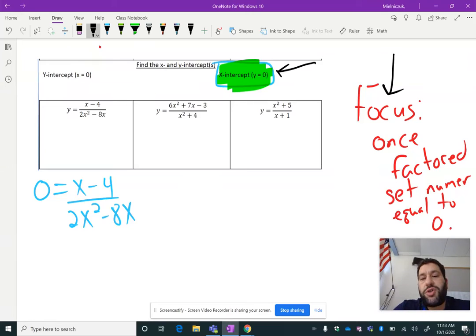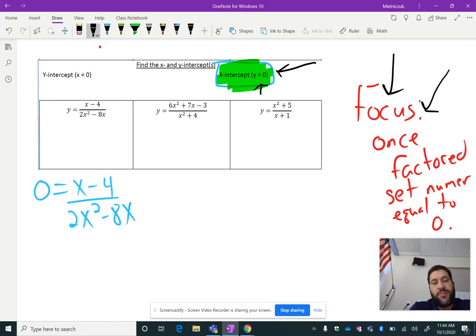Right, same three equations as before, but now we're focusing on the x-intercept. So the x-intercept is when y is equal to 0, and our focus is going to be, once factored, we're going to set the numerator equal to 0. So we replace the y with a 0.